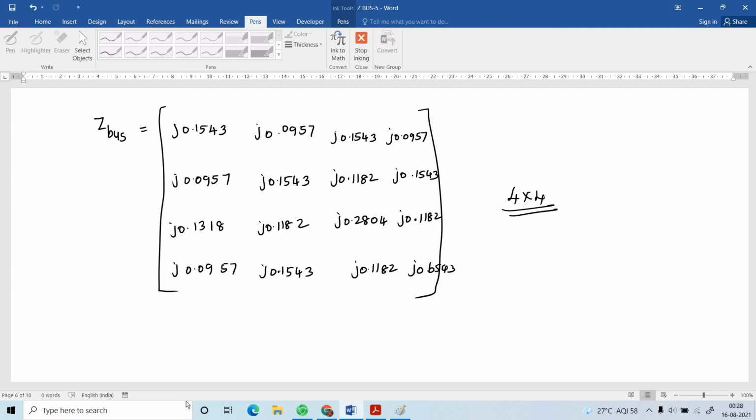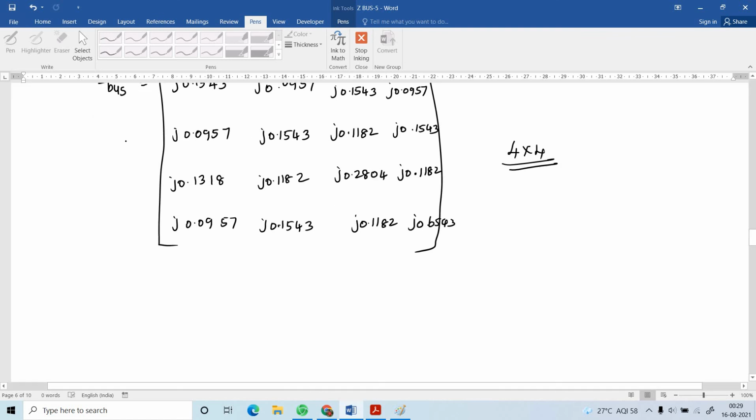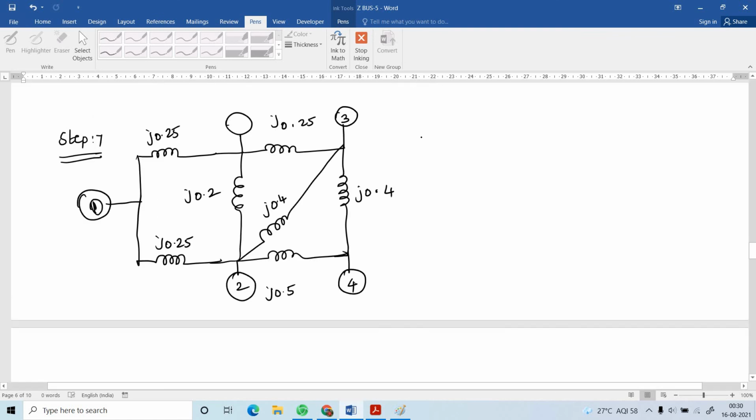Next I am going to explain step number 7. This is the last step in this problem. Here add J0.4 between two old buses, old bus 3 and old bus 2. Here also the order of the matrix is increased from 4 to 5, but we have to eliminate the last row and last column because two buses are old buses. There is no new bus added here. So I am going to find out the ZBUS.